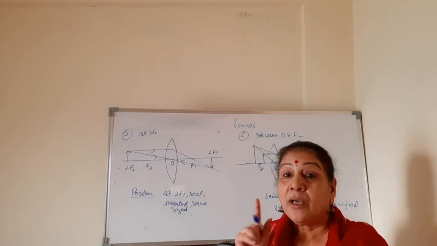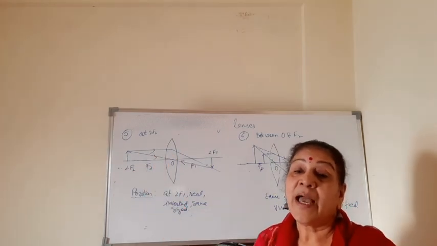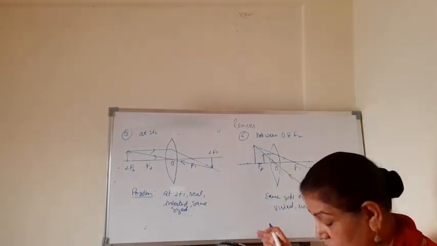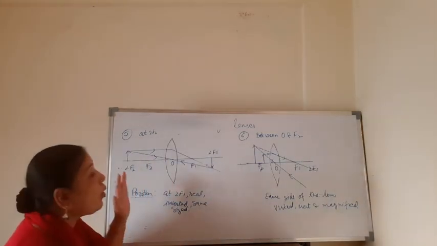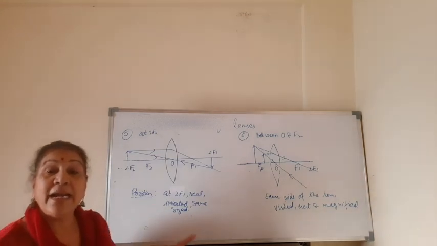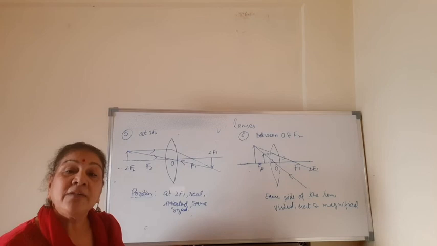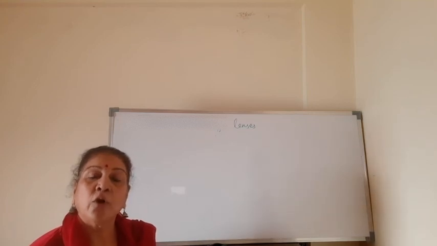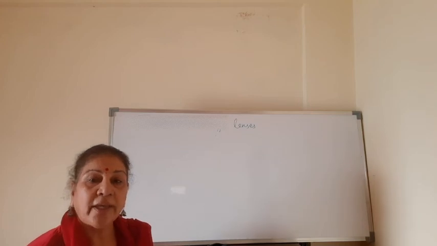So the first case, when the rays are coming parallel to the principal axis, they get converged to one point. All these are used for different purposes. We are going to talk about the uses also. So this is all about the image formation, or the ray diagrams, for a convex lens when the object was placed at different positions. Now we are going to talk about the image formation in a concave lens.